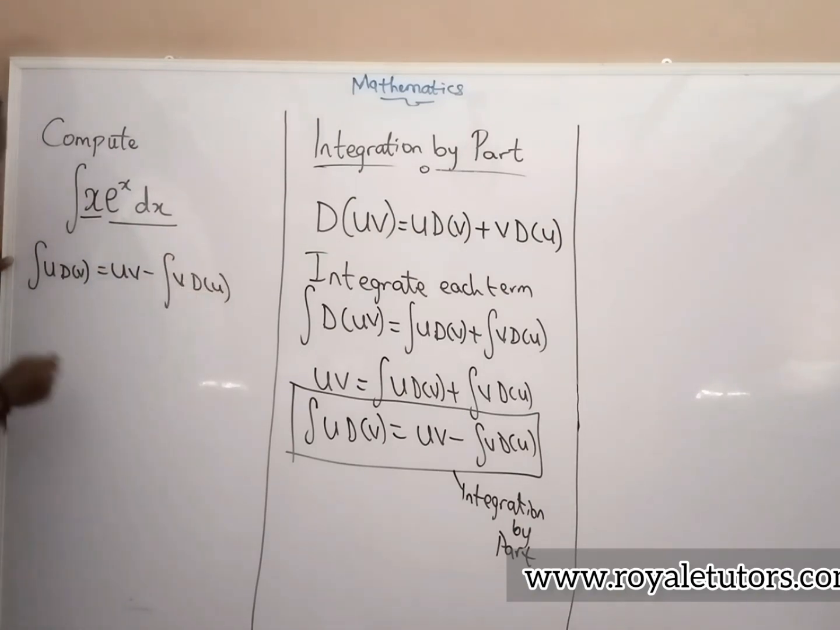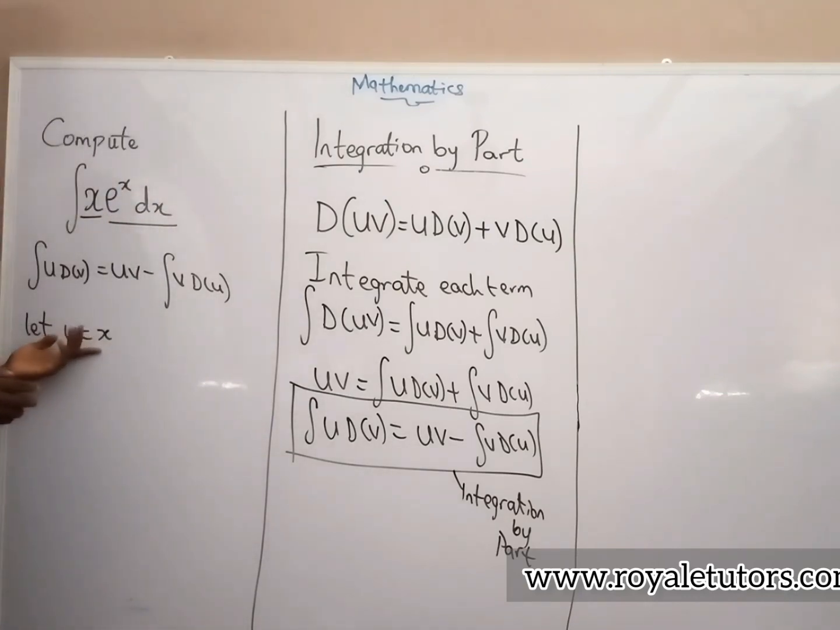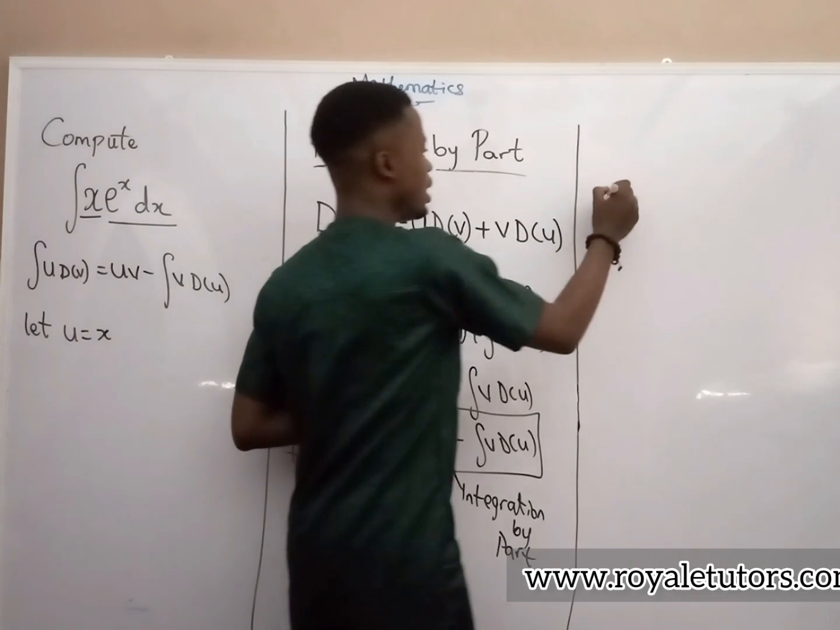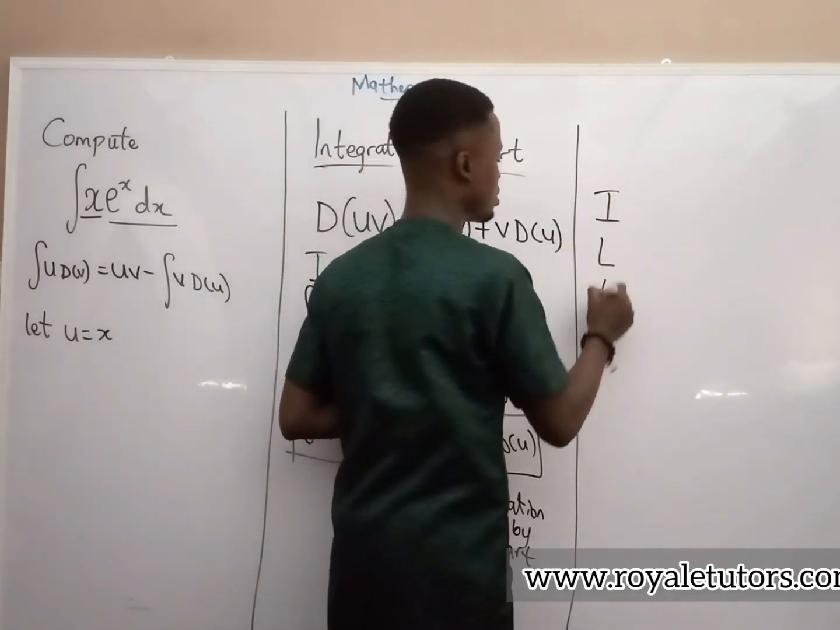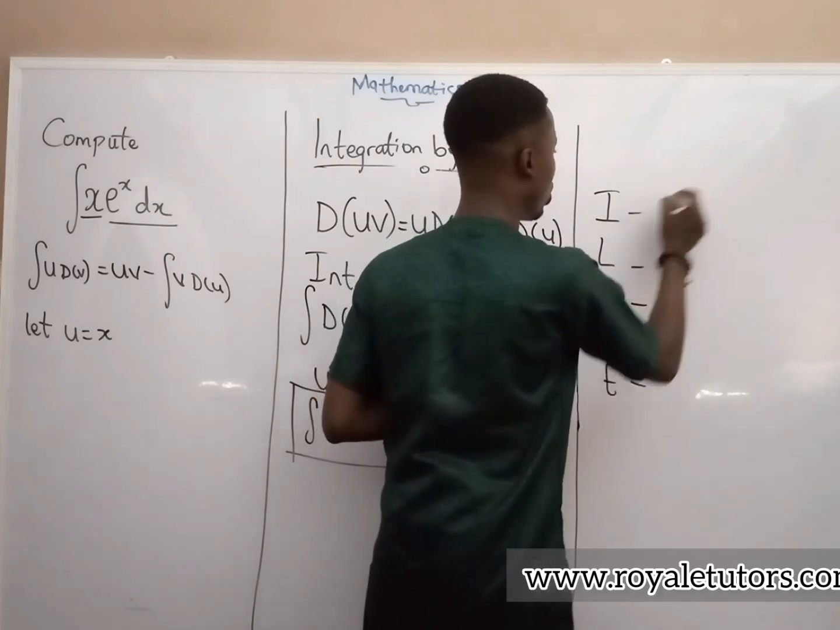So at this point, I want to say that let u be equal to x. Basically, before I go on, I have to explain that there is an acronym to the way we choose our u. We don't just choose the u anyhow. So there is an acronym that says ILATE. ILATE. So we follow this from top to bottom.